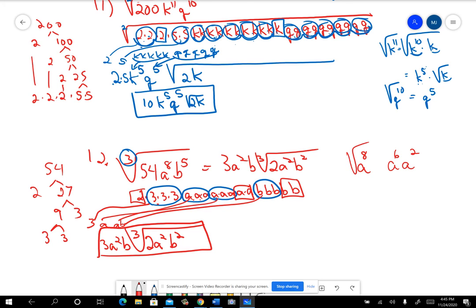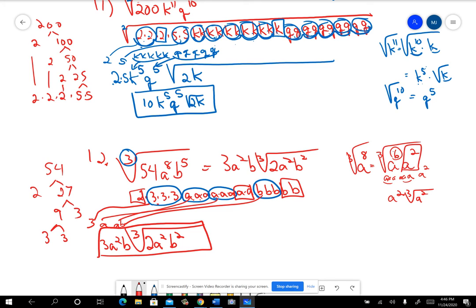So if I'm trying to do cube root of A to the 8th, sometimes I think about it this way. And see how the 6 is a multiple of 3. So I could have 2 groups of 3 for that, and then I'd have these 2 left. Since there's 2 groups of 3 there, I know that the cube root of A to the 6 would be A squared. But then this guy I can't do anything with, so he's trapped underneath.